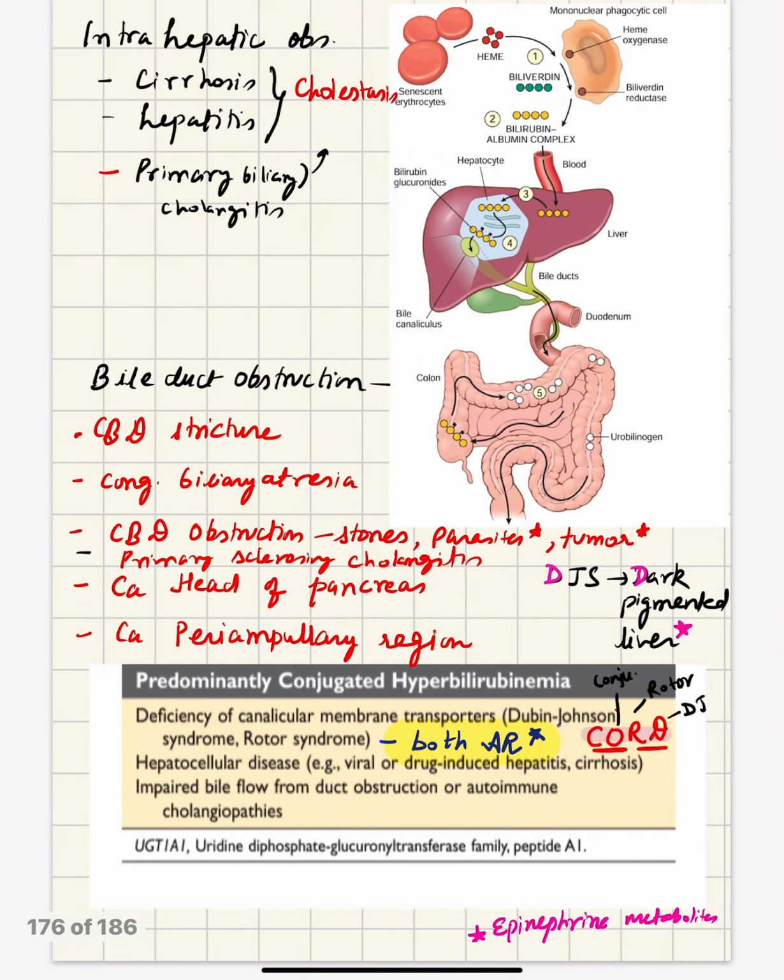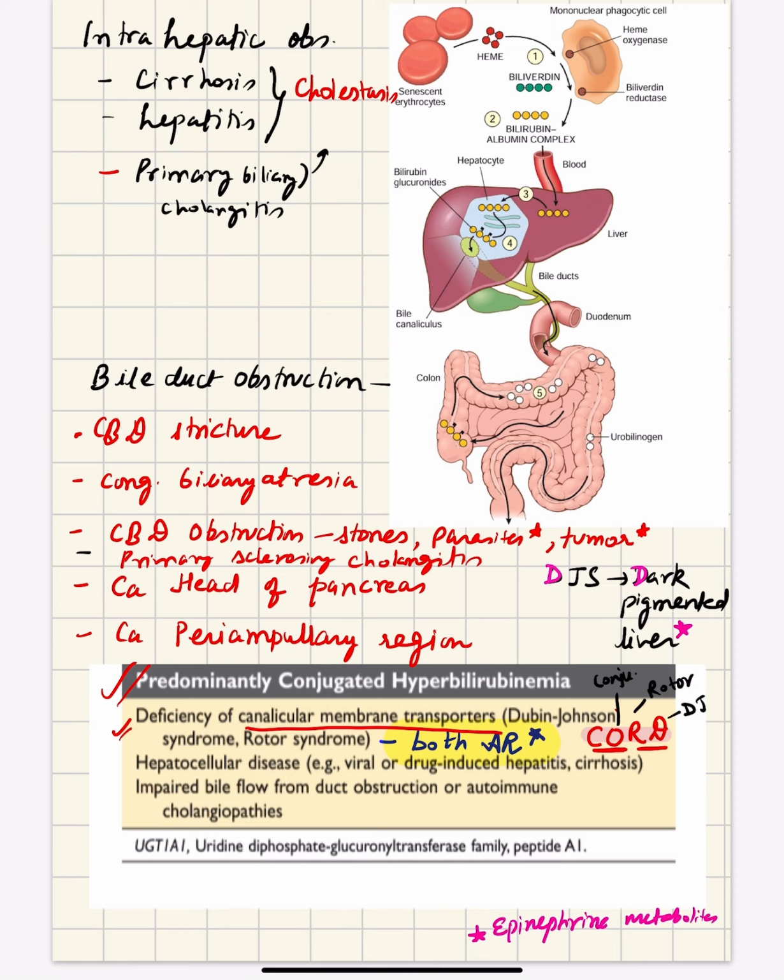Now next we come to the condition where in the serum there is predominantly conjugated hyperbilirubinemia. So the bilirubin is there and the major fraction that is in the serum is the conjugated part. Here there are certain conditions, like some congenital conditions, where there is deficiency of the canalicular membrane transporters like MRP2. There is a mutation in the MRP2 gene, which produces the protein MRP2. This protein is important for the transport of the bile across the canalicular membranes.